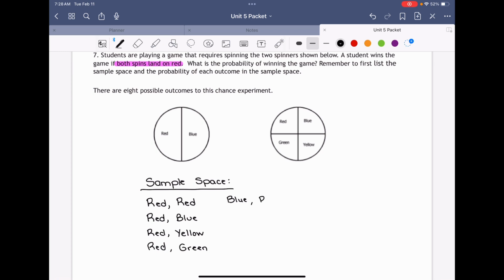All right, we should have blue and red, blue and blue, blue and yellow, blue and green. And then the probability of red and red only shows up once out of our total 8 options, so 1/8.